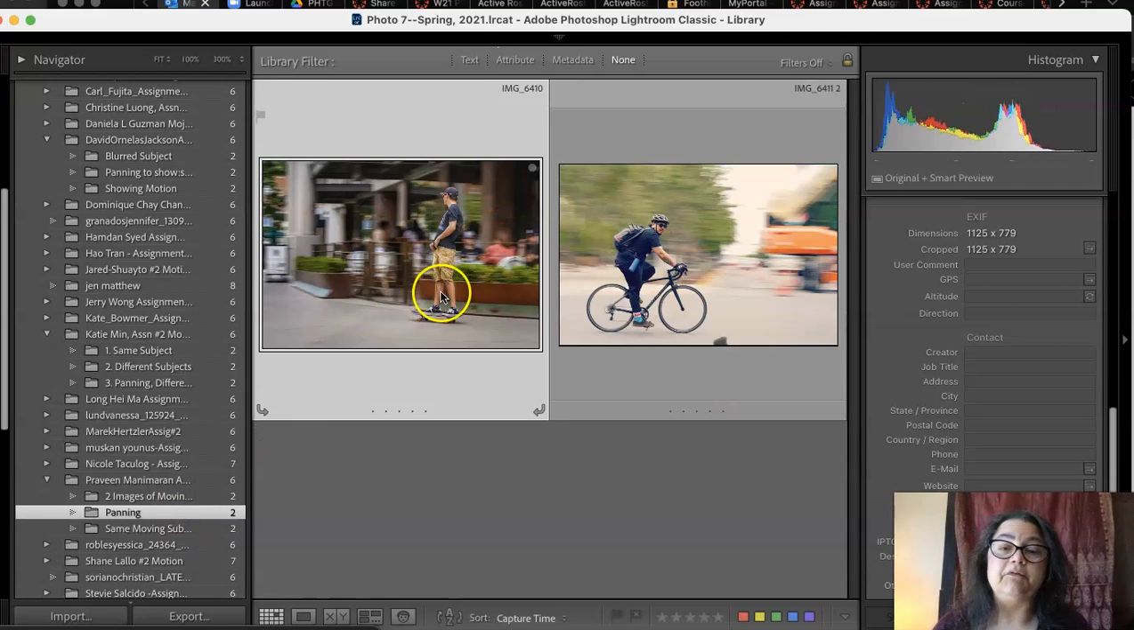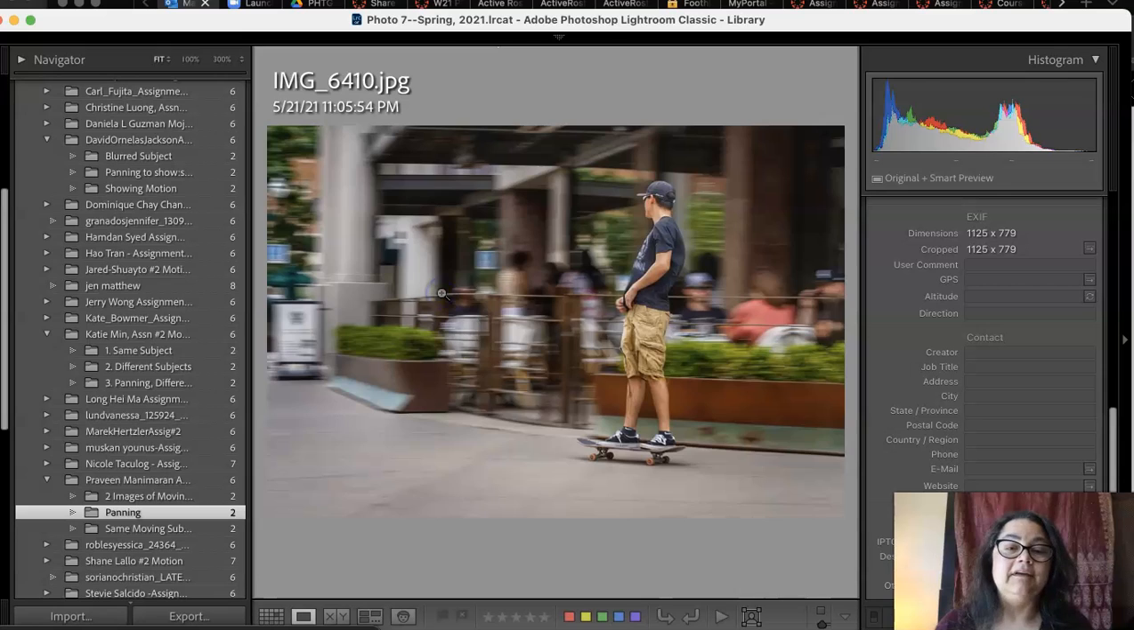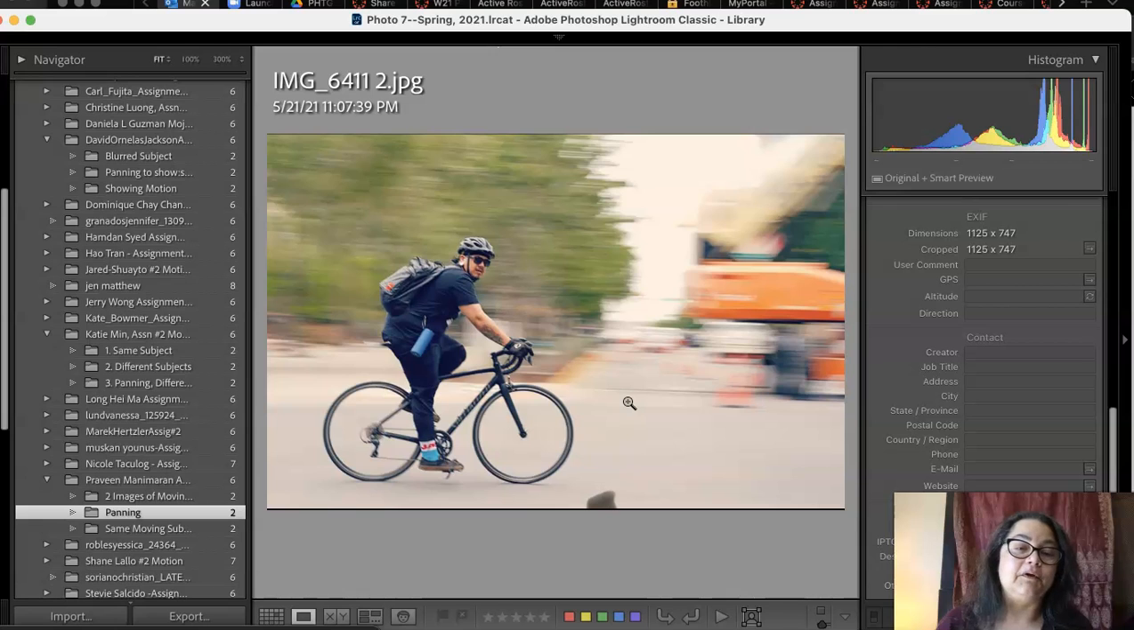Beautiful job on both of these panning images. You really have a sense of this guy just sort of gliding through, you know, casually passing through the scene. And this one also very, very nicely captured. It's all about the bicyclist and that he's looking around and what he's experiencing. So yeah, great job on both of these.